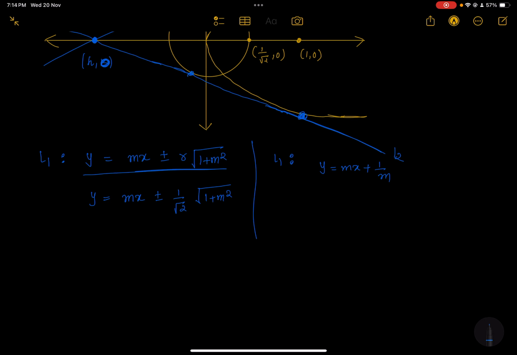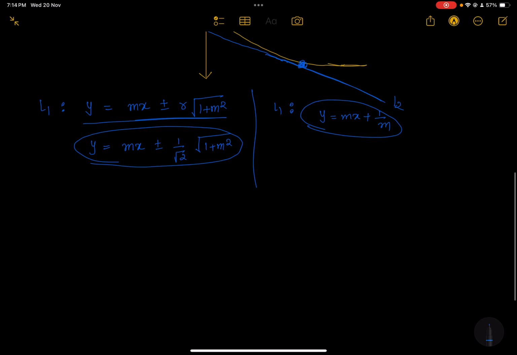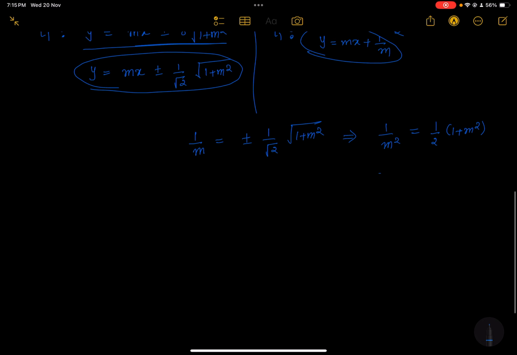Since this is the equation of L1 and this is also the equation of L1, these two equations should be same. So 1 by m should be equal to plus or minus 1 by root 2 into root of 1 plus m square. Square it on both sides: 1 by m square is equal to 1 by 2 into 1 plus m square. So 2 is equal to m power 4 plus m square. m power 4 plus m square minus 2 is equal to 0.